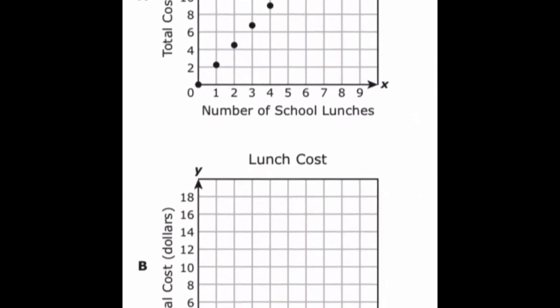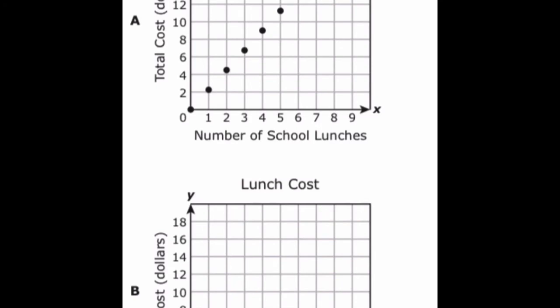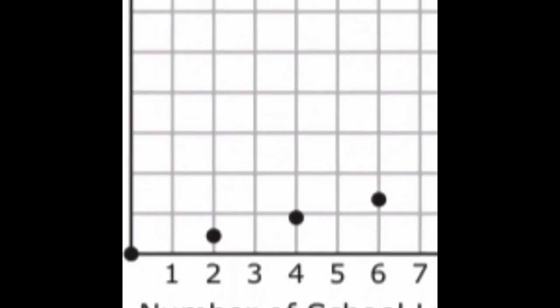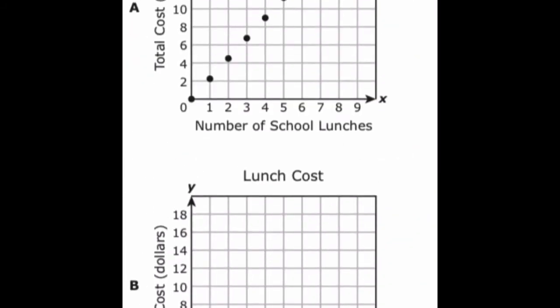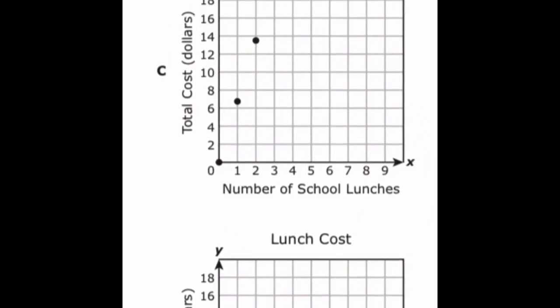Let's go to B. I have one lunch, but it's not even showing the cost. Well, it would be under $2. But then if I go to 2 lunches, it's already showing that 2 lunches is under $2. So I know that's not true, because even if it was just a total of $30, 2 lunches would be more than that, right?